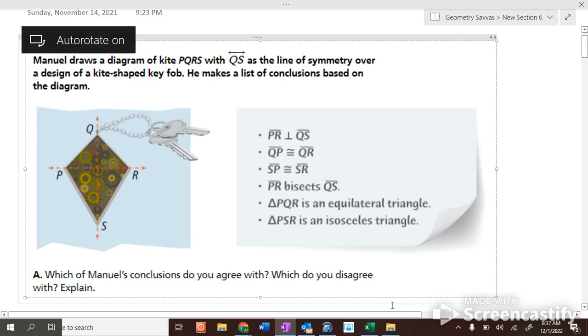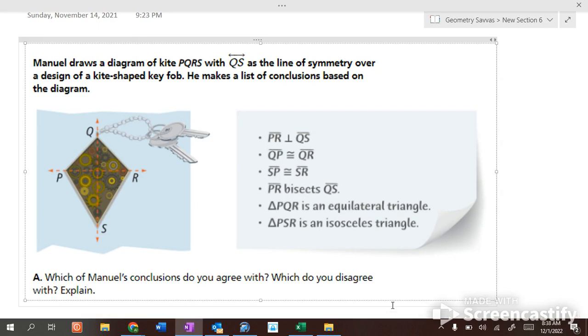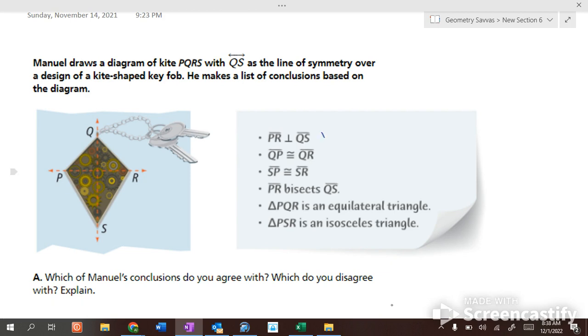Okay, what can we say about this? Obviously, it has four sides. All kites are quadrilaterals. So the first one, these two diagonals, do they look perpendicular? If you would build a kite, you want to make those perpendicular, right? So that is yes. Those are perpendicular.